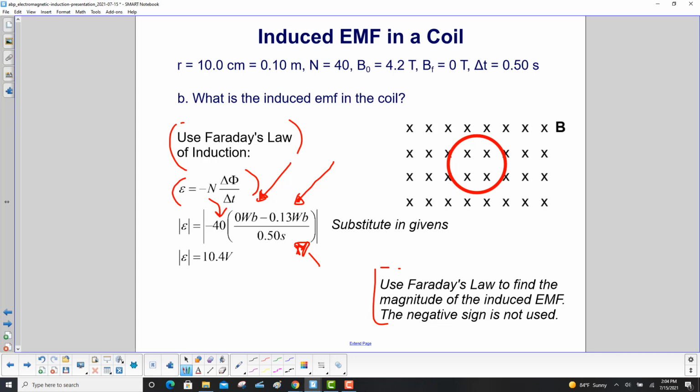And notice, we just use Faraday's law to find the magnitude of the induced EMF. We don't use the negative sign then.